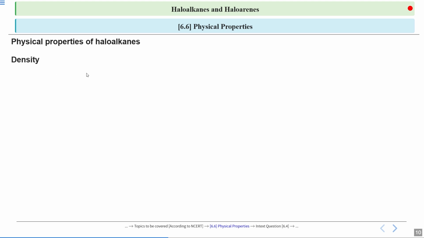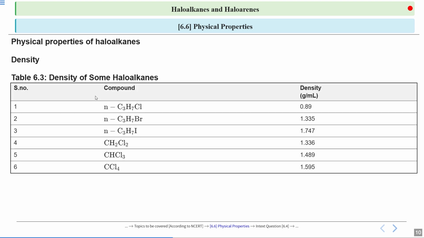Physical properties of haloalkanes. So we are talking about density, right? Let's see table 6.3, which is showing the density of some haloalkanes. In the table we have the compound and their density in gram per milliliter. You can see we have the first compound as n-C3H7Cl, that means straight chain having chlorine at the very end. Then we have n-C3H7Br, and then we have n-C3H7I.